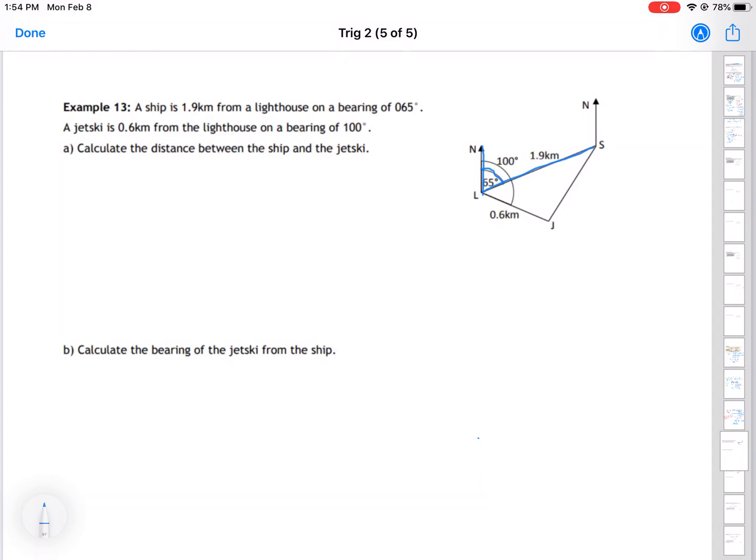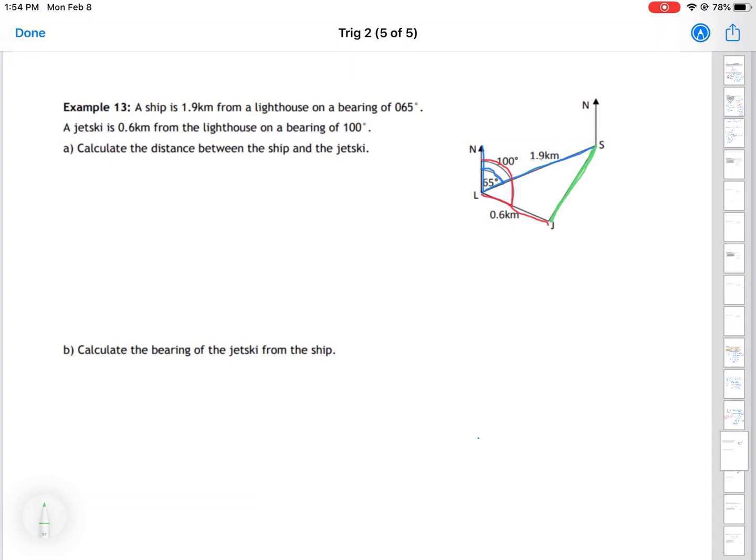Now a jet ski, we've got a jet ski going round the other way, is on a bearing of 100, so again from the lighthouse we go 100 from the north line to get to the jet ski line, which is down here. Okay, and that's all contained in the diagram for you. What we want to do for part A is calculate the distance between the ship and the jet ski. Now that line is S and J, between the ship and the jet ski.